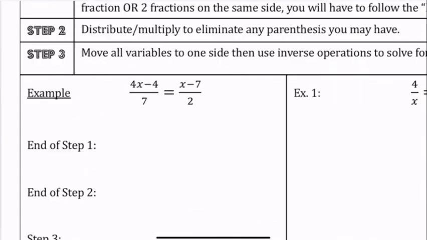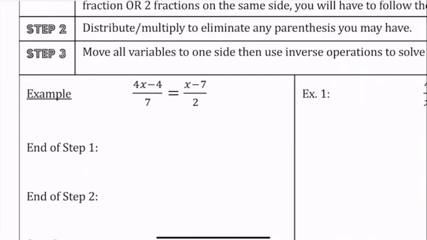So we're going to cross multiply. The way I'm always going to do that is just, I'm just going to show you how I was shown. And I was just taught to do this with little cross arrows. So you're showing that you're multiplying 2 times 4x minus 4 equal to 7 times x minus 7, because I'm multiplying this denominator to that numerator, and then this denominator to that numerator.